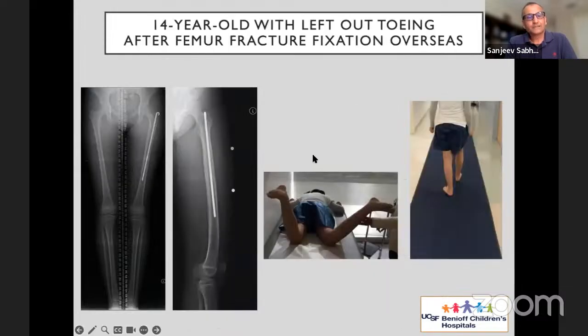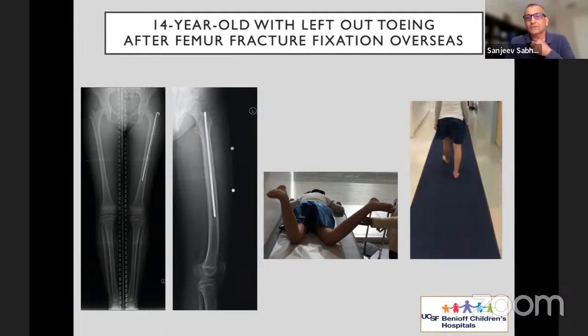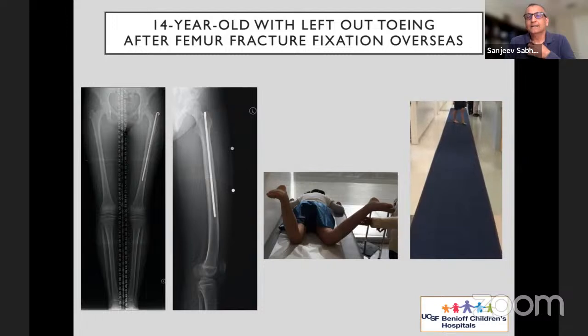Here's another patient also from overseas who had a left femur fracture. The femur healed with a rush rod, but again, a rush rod or a non-locking intramedullary device is not going to control rotation. So her main issue was left-sided out-toeing. You could see it on the prone exam, rotational profile, and also the way she walks. And look at her left foot and the left knee that's kind of turned out.